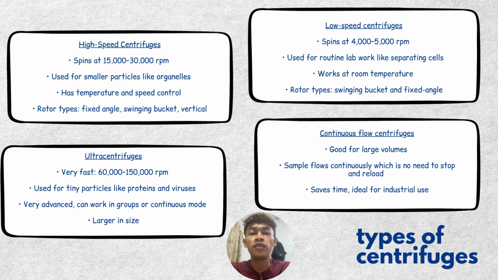So the last one, we have the continuous flow centrifuge. This one is special because it can handle a large volume of sample without stopping. You don't need to keep reloading it, which makes it great for industrial or large-scale use.